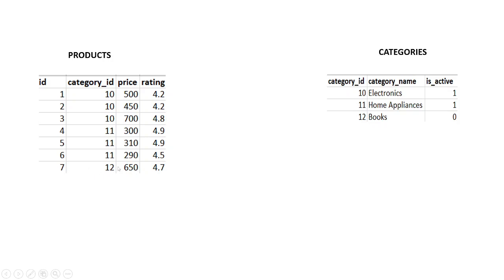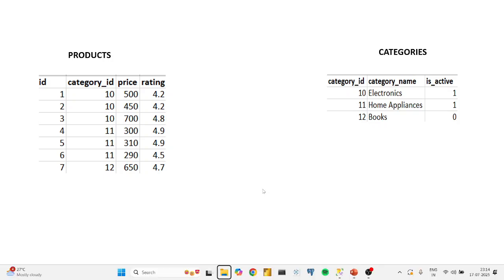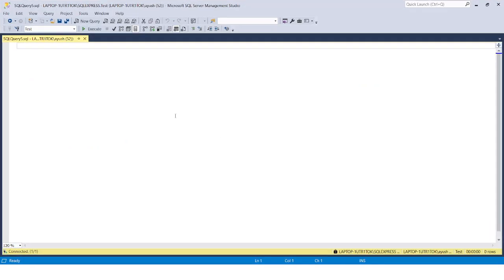Okay, so in our table there should only be two rows: one with product ID 3 with the rating 4.8, and the other should be product ID 4 with the rating of 4.9. Okay, so let's get into the SQL and see how we can approach this.